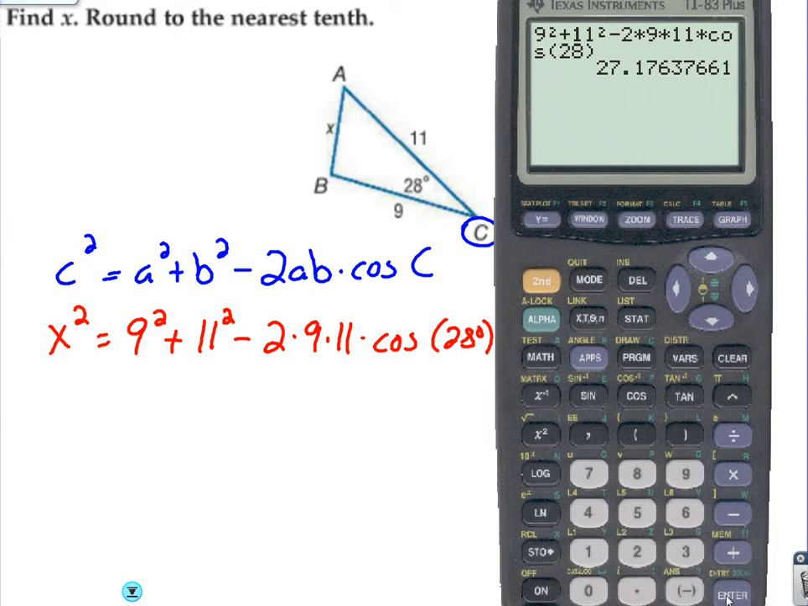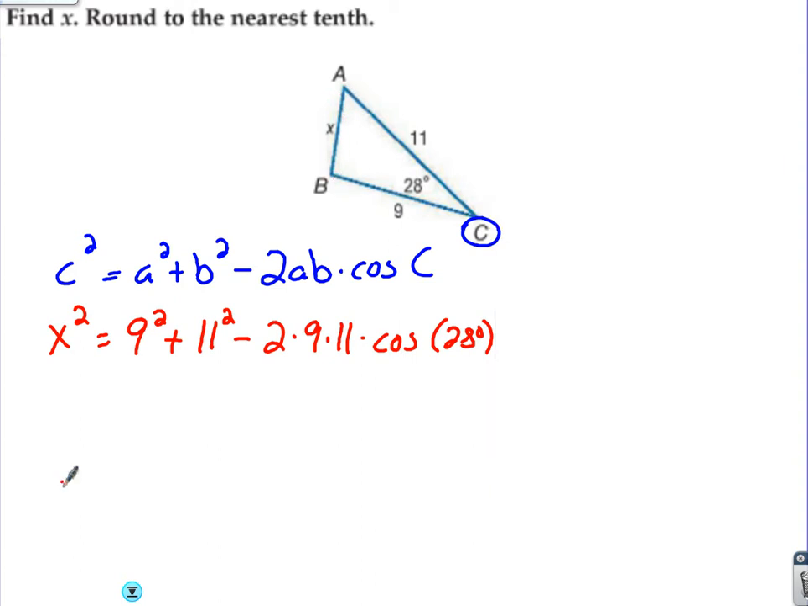Is that 27.17? Is this side 27.17? Does anybody see something I hadn't done yet? Look at your formula. X squared equals all that stuff. How do I get rid of a square?